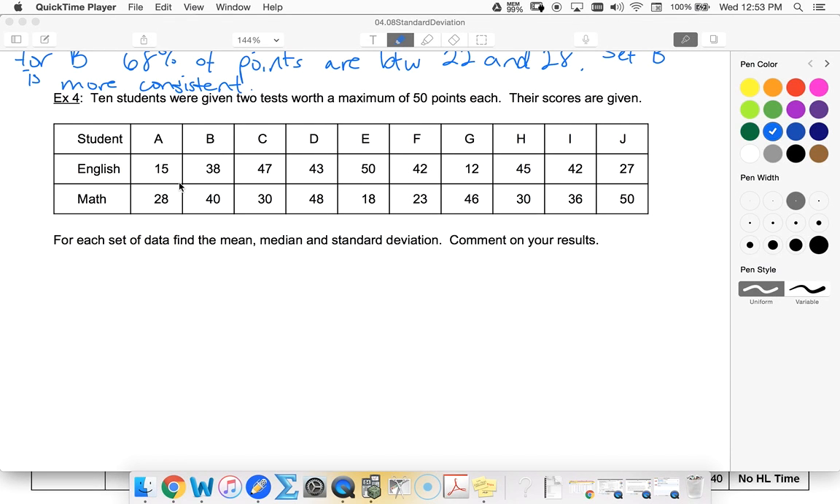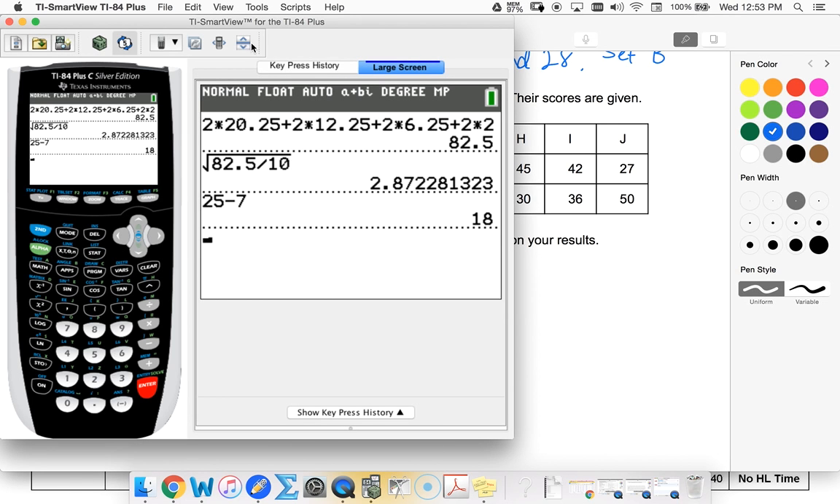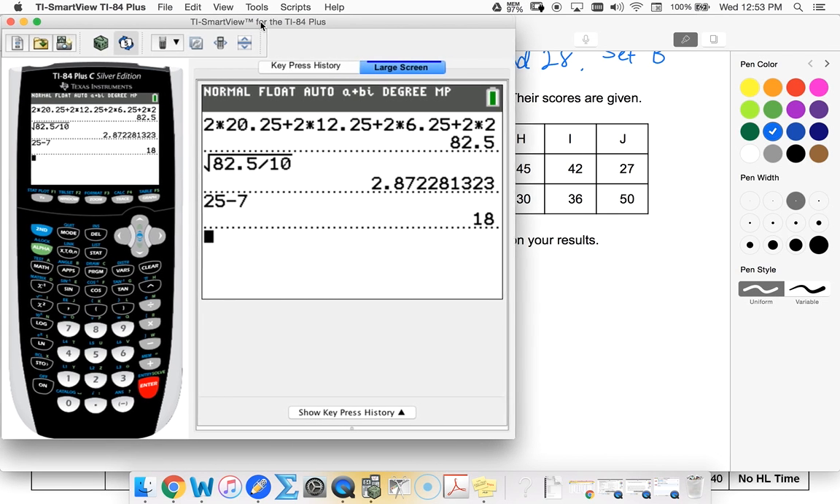All right, this example has us looking at students who were taking 2 tests. Each of those tests is 50 points. So we've got English and math. So I want to find mean, median, standard deviation. That means I want to use my calculator. All of those I can find with my calculator.